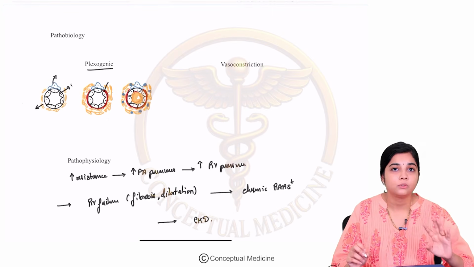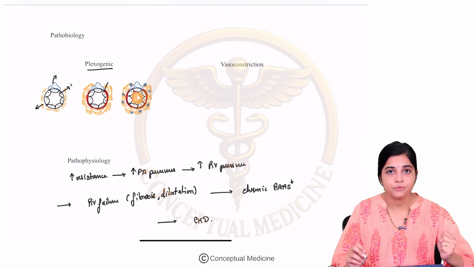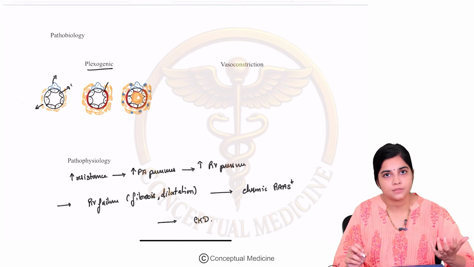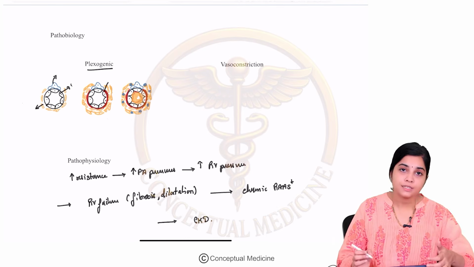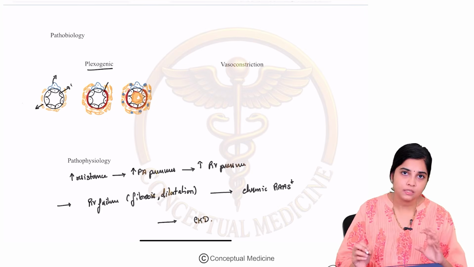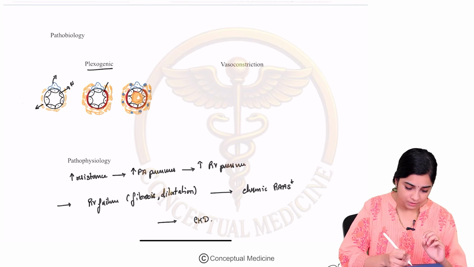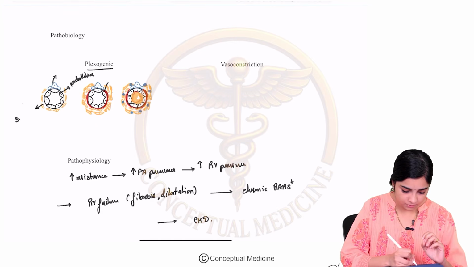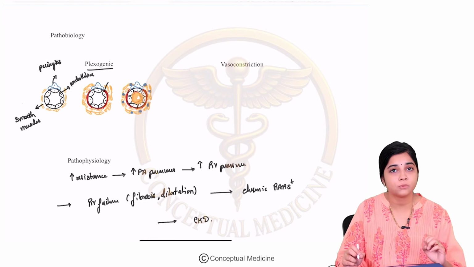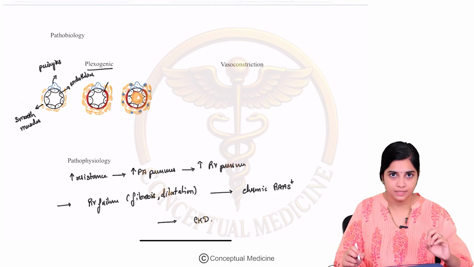We have two models which have been proposed, which include the plexogenic model and the vasoconstriction model. Now let us look at the cross section of the pulmonary artery. When you see the cross section, you have the endothelial cells here. Then these are the smooth muscles, denoted in yellow. And these are the pericytes. So you have endothelial cells, smooth muscles as well as the pericytes.